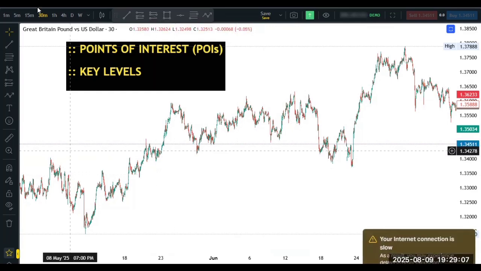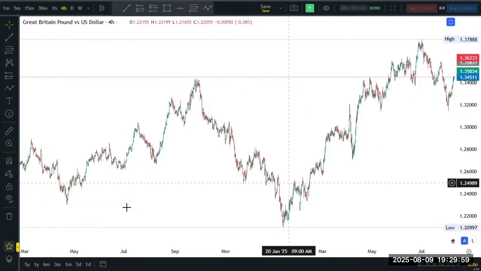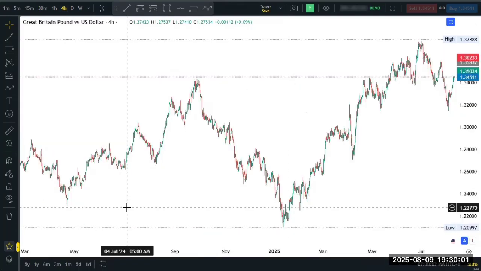So I am on the 30 minutes time frame. I am going to shrink my chart to 4 hours. That is where I start checking for my points of interest. So I'm going to the 4 hours time frame. We are in the 4 hours time frame, and you can see how beautiful the chart looks currently.